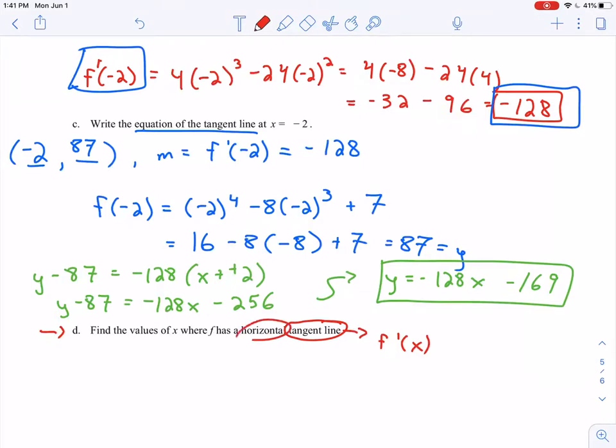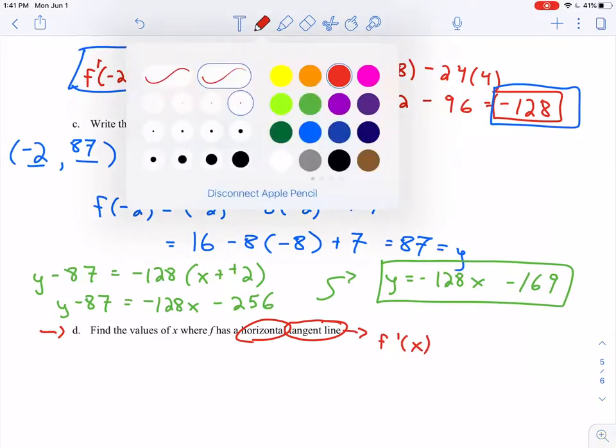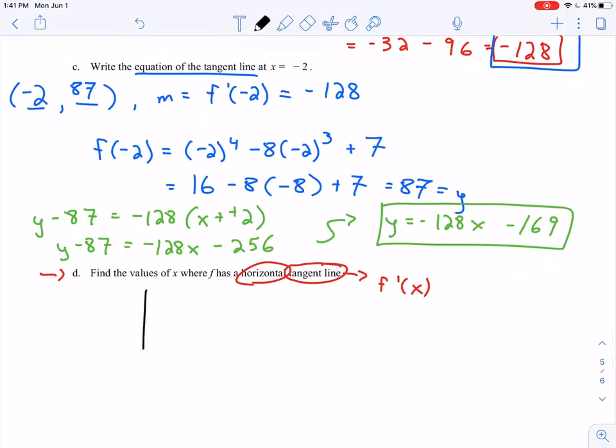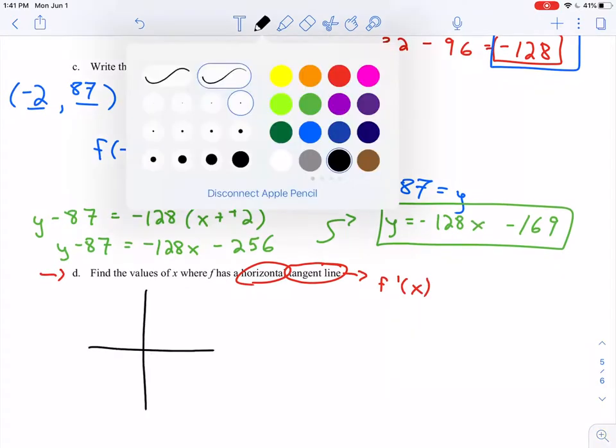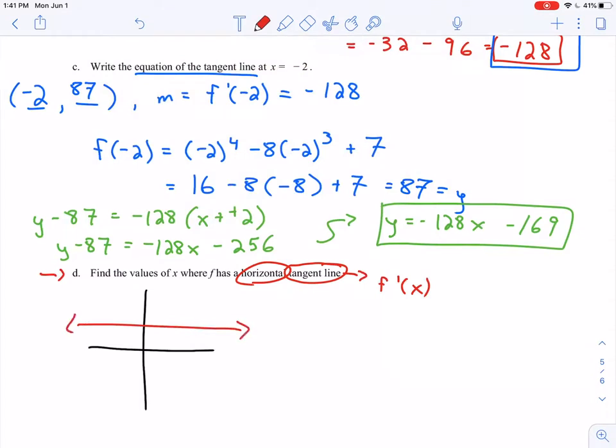Then I see this word horizontal. What do I know about a horizontal line? Well, if I was to sketch the graph of a horizontal line, and it can just be any old line, what's the slope of that line? Well, this is the very first thing we talked about in this section. We said the slope of a horizontal line is just 0. So I want to find the values of x where we have a horizontal tangent line, so where the slope of the tangent line is equal to 0. In other words, where is the derivative equal to 0? This is the equation I want to set up and solve.